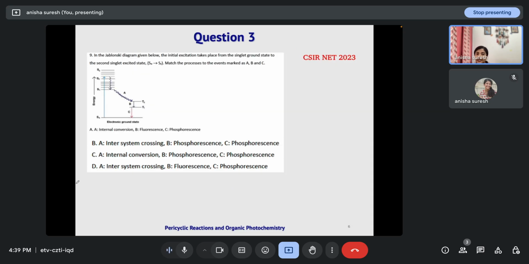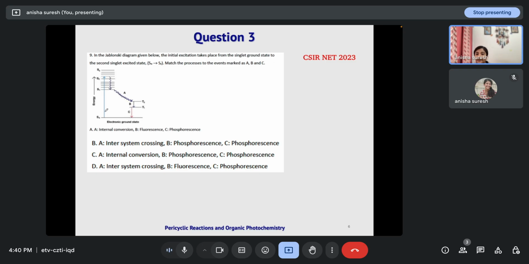So this is a question based on the Jablonski diagram that was asked in CSIR NET 2023. I think we have seen the Jablonski diagram while we were discussing the introduction of organic photochemistry. In the Jablonski diagram given below, the initial excitation takes place from the singlet ground state to the second singlet excited state, that is S0 to S2. Match the processes to the events marked as A, B, and C.